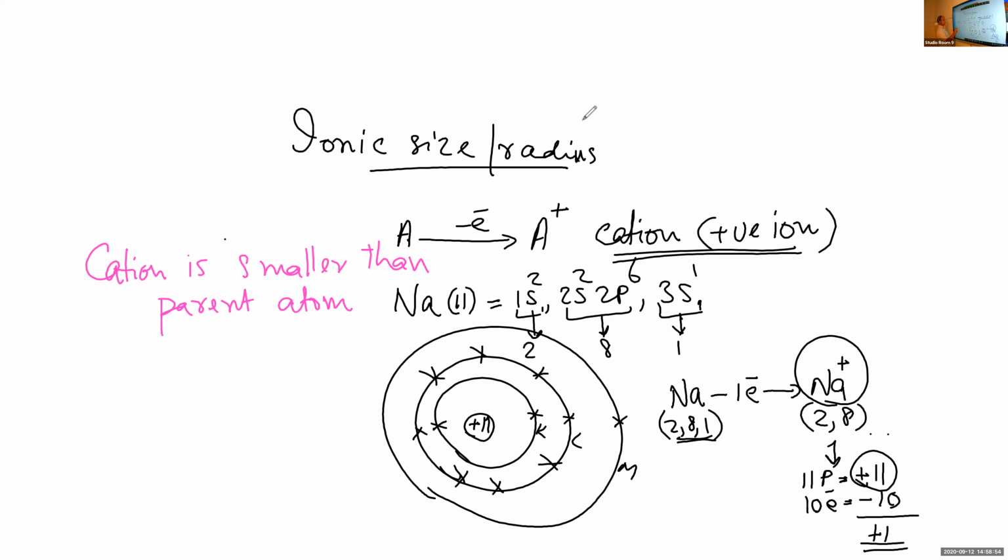So in this case, the radius of the Na+ ion is smaller than the radius of the sodium atom. And that is about the size of the cation. Now you come to the size of the anion.